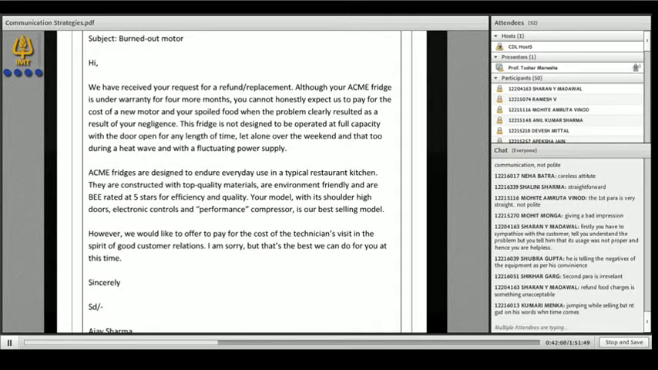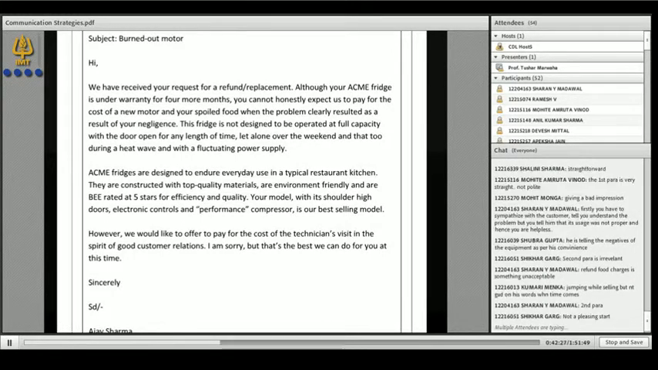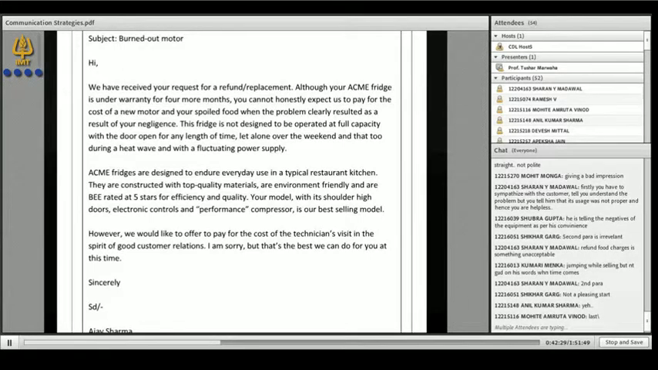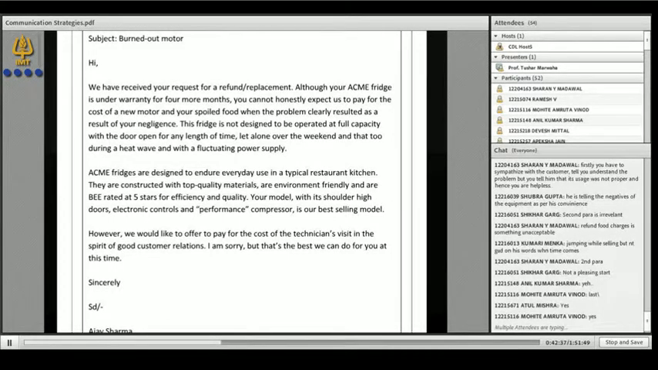Okay, jumping my referred food charges is something unacceptable. What else? See, when you write a letter like this, how much of it is actually useful? Except for the first line, where it says we have received your request for a refund or replacement, and the last paragraph, the third para, the rest is actually a wastage of paper.